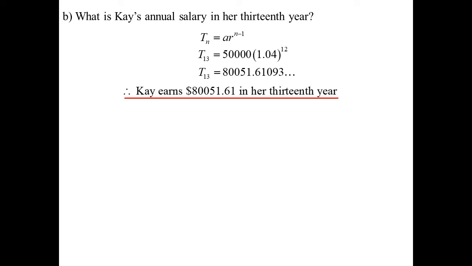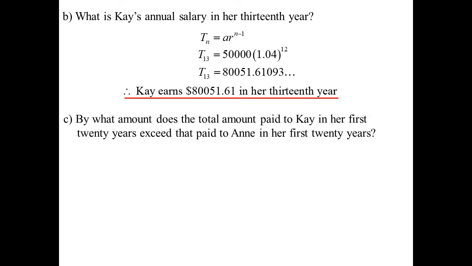Well, how did Kay go? Hers is geometric, subbing in, ends up with just a little bit more, $80,051.61. So obviously Kay is now earning more than Anne each year. So after 20 years, how much more does Kay actually get than Anne?